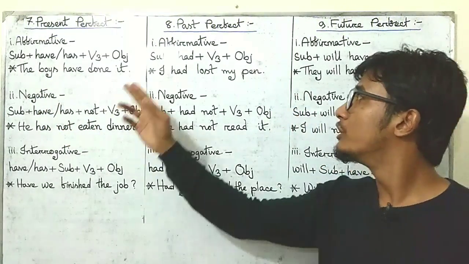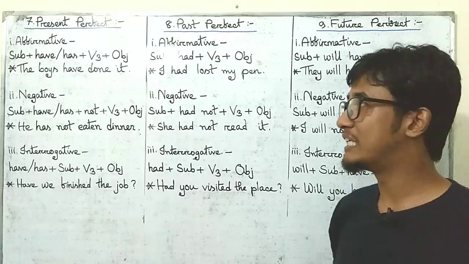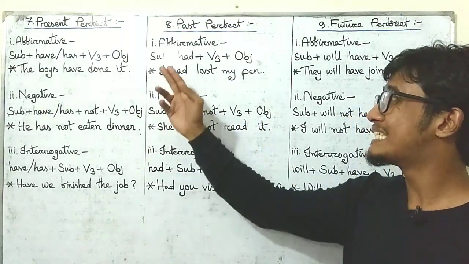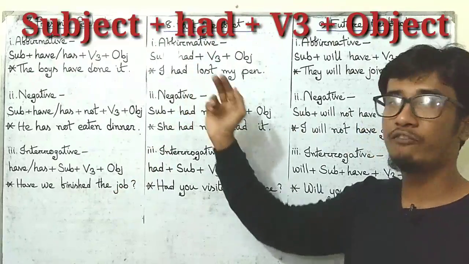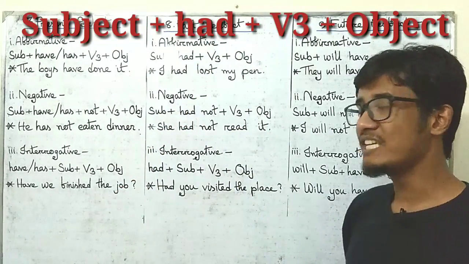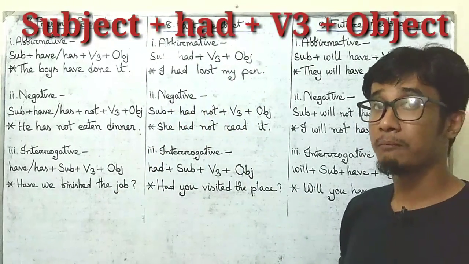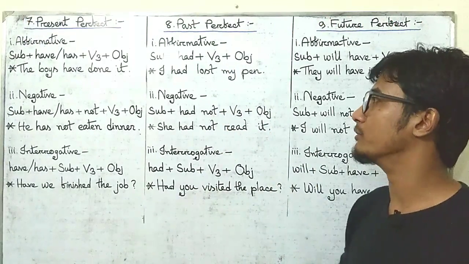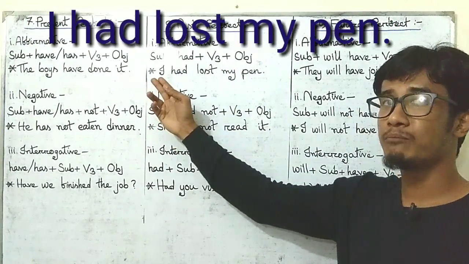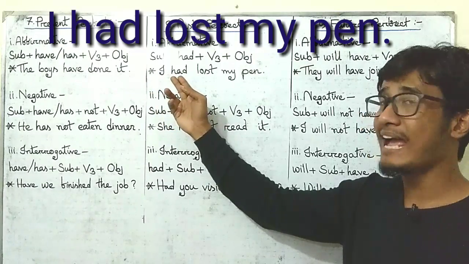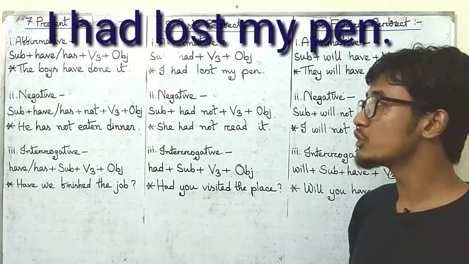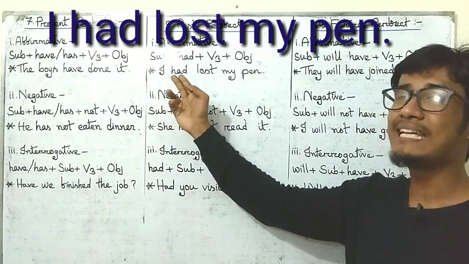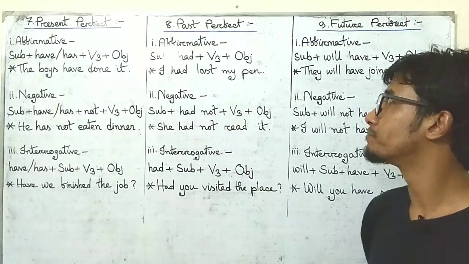Let's move on to past perfect tense's affirmative structure. We start the affirmative sentence of past perfect similarly with a subject. After the subject we put had, and after had, V3 past participle, and finally an object. So let me show you an example. First of all, subject I, then had, then V3 lost and object my pen. So the example is: I had lost my pen.